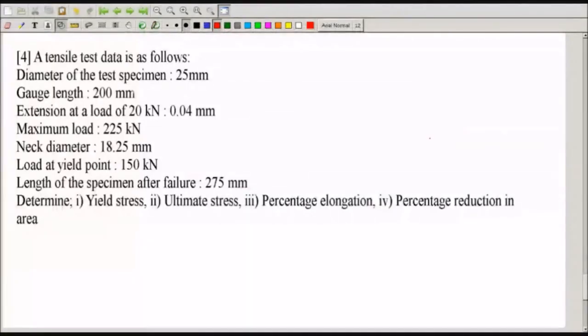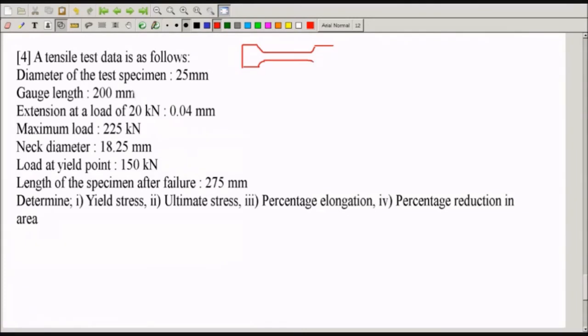Okay, this is the second problem. Tensile test data is as follows. Diameter of the test specimen 25 mm, gauge length 200 mm, extension at a load of 20 kilonewton is 0.04 mm, maximum load 225 kilonewton, neck diameter of the specimen 18.25 mm, load at yield point 150 kilonewton, length of the specimen after failure is 275 mm.